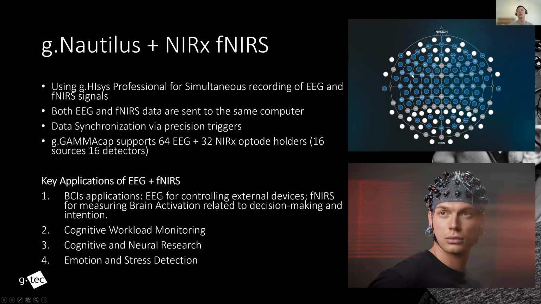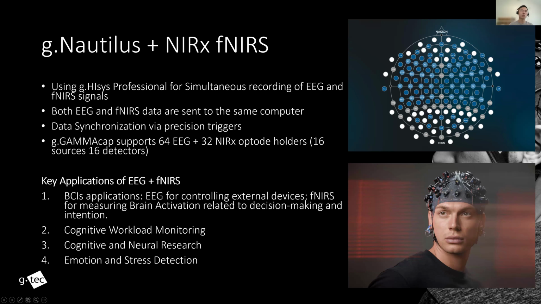The numbers labeled are the EEG electrodes. The pure blue dots are the fNIRS optos. So we can actually support up to 64 channels EEG, or even more if you're using another EEG device, plus 32 NIRS optos, making, I think, over 100 fNIRS channels if you're cross-checking all the signals together.